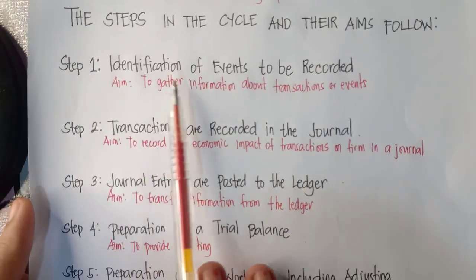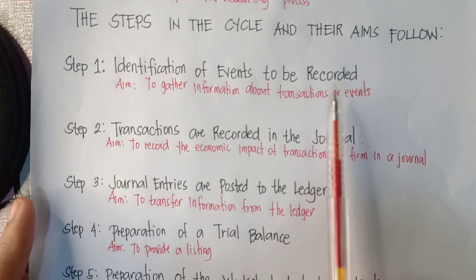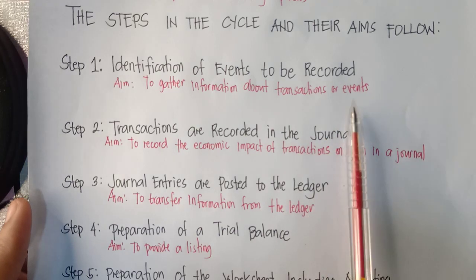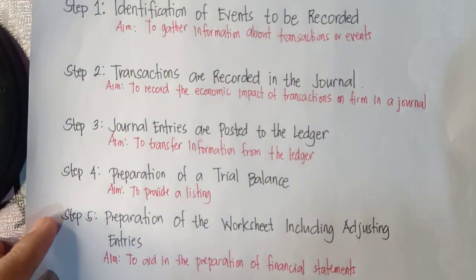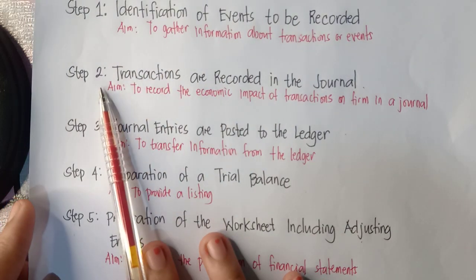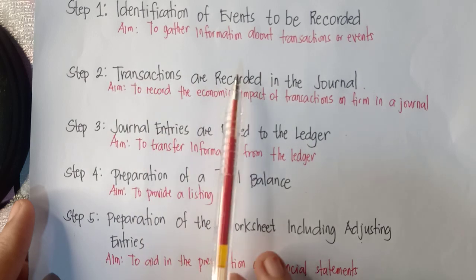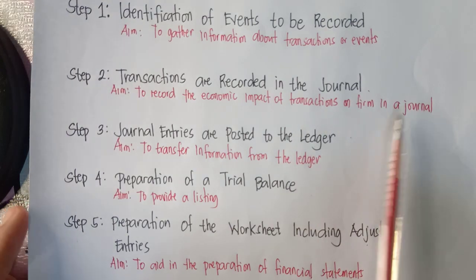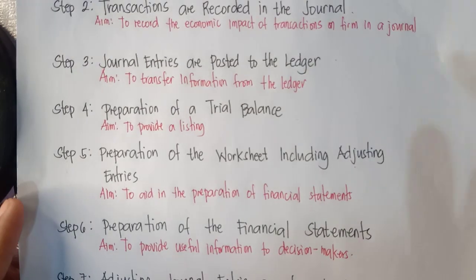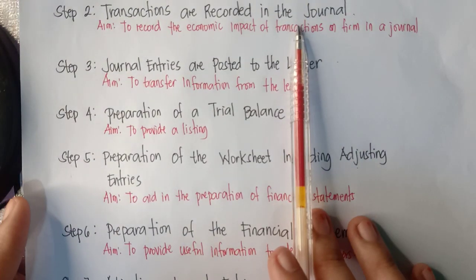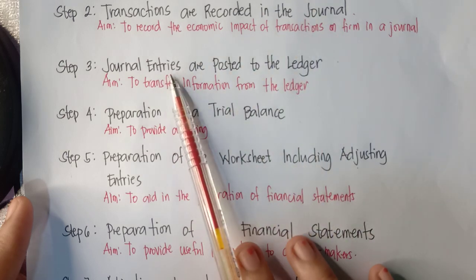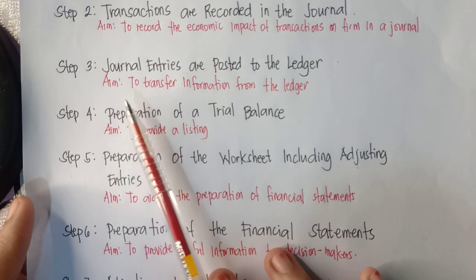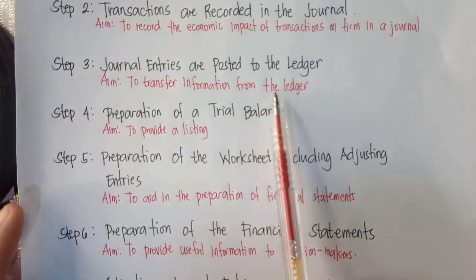We have step 1, the identification of events to be recorded, and what is the aim? To gather information about transactions or events. So we have to identify what are the transactions that need to be recorded. After identifying, we have to record those transactions in the journal. The aim is to record the economic impact of transactions on the firm in a journal. After we record it in the journal, we will have also other videos for this. So next, we have to post those journal entries to the ledger. Then pwede din tayong gumamit ng T-account. So what is the aim? To transfer information from the journal to the ledger.